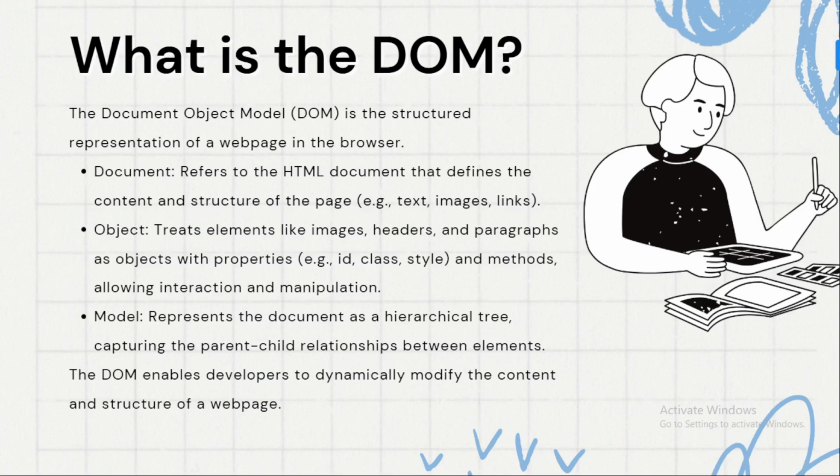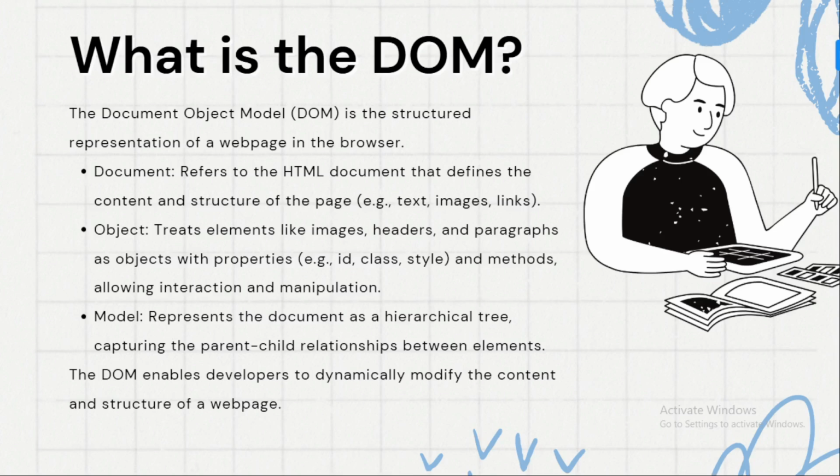So what is the D? What does this simply mean? The D is the document. Document refers to the element document that defines the content and structure of the web page. For example, we have the text, images, and also the links, and lots more.